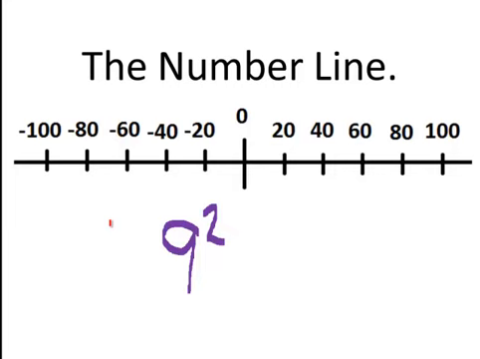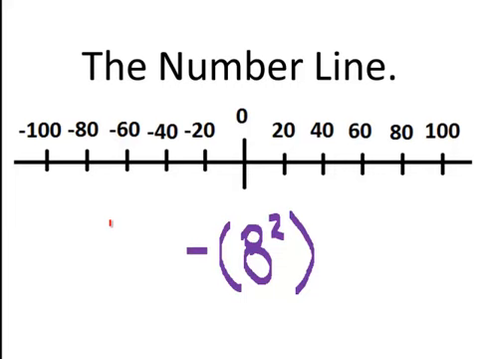9 squared. That would be 81, and that's about where 81 would fall on the number line. Negative 8 squared. Well, 8 squared, and we're going to take the negative of that, will be negative 64.